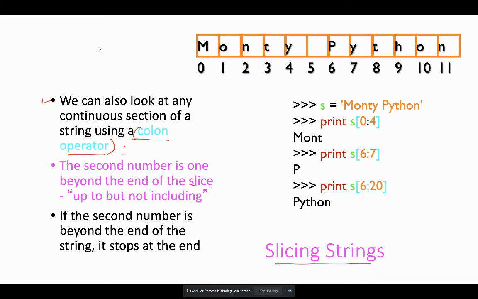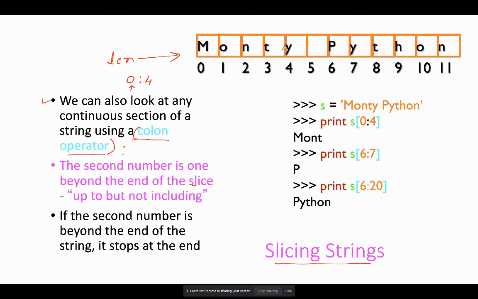Which means there will be a numbering system with a colon. Initially we start with 0 if required, or else we can start with any number. You should know beforehand the length of that particular sentence or word, so based on that you can give a range. Starting range from 0, which we already know is an index value, colon, up to 4. You can see in this example I have stored Monty Python.